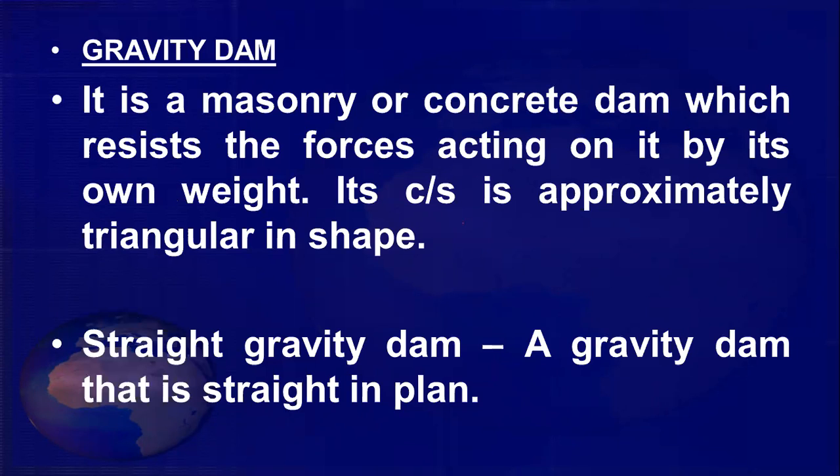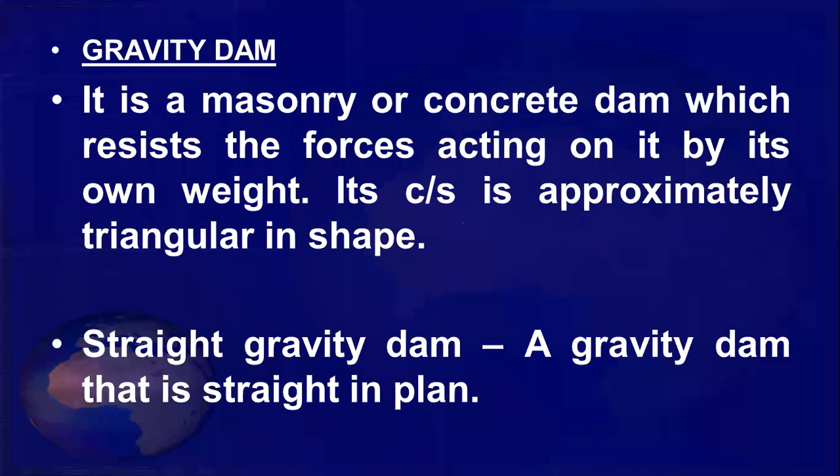Now, what is the gravity dam? It is a masonry or concrete dam which resists the forces acting on it by its own weight. So it is triangular in shape. Triangular means trapezoidal in shape, basically. So a gravity dam resists the forces because of its own weight. That is the gravity dam.